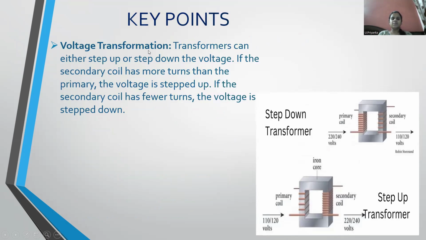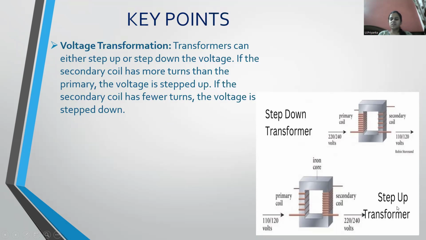Coming to the key points in the transformer. Voltage transformation: transformers can either step up or step down the voltage. If the secondary coil has more turns than the primary, then the voltage is stepped up. If the secondary coil has fewer turns, then the voltage is stepped down. So in a step down transformer, the number of turns in the primary coil is greater than the number of turns in the secondary coil. So it creates a step down voltage.